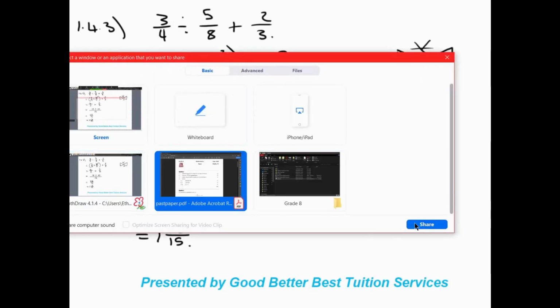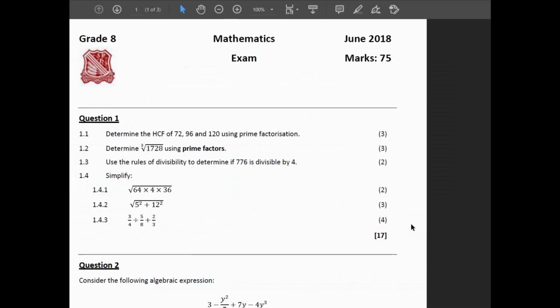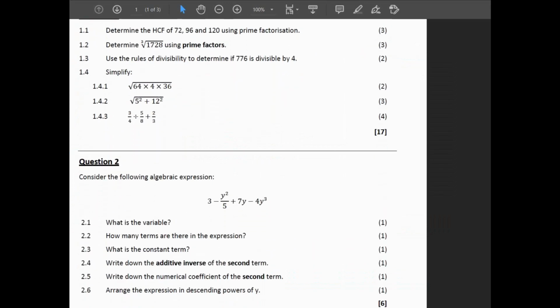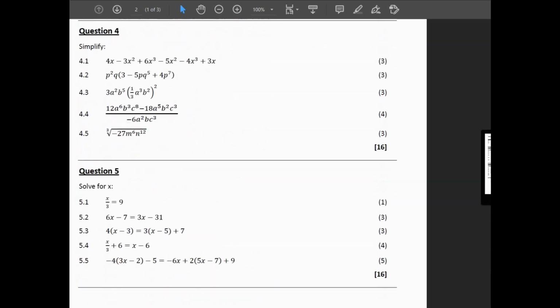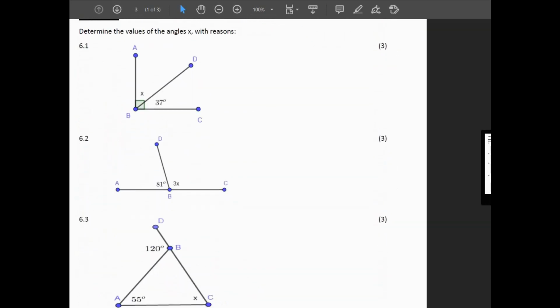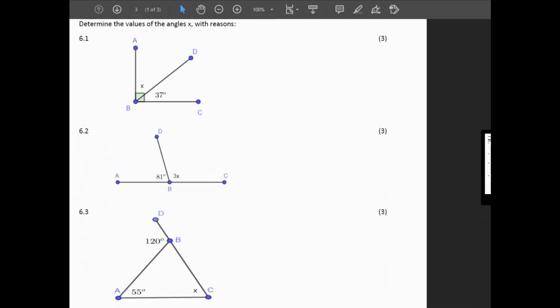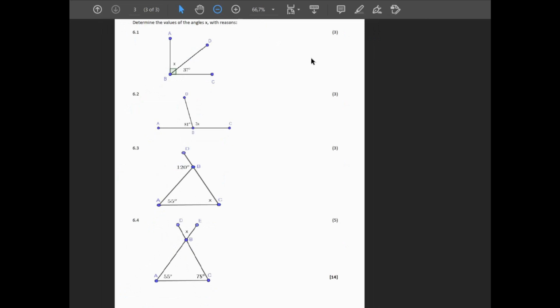So moving back over to the question paper, we're going to be skipping question 2 today. And we can see we did question 4 and 5 last week. And this week we'll be doing question 6, okay? So I'm going to have to zoom out to be able to fit it all on one screen, but hopefully you guys can make out what is on the screen.